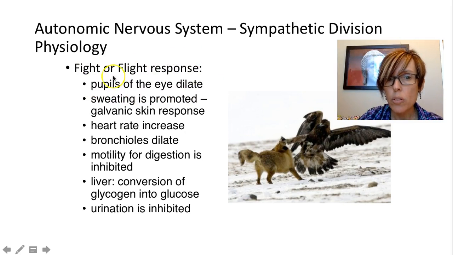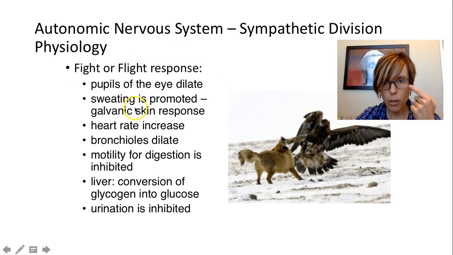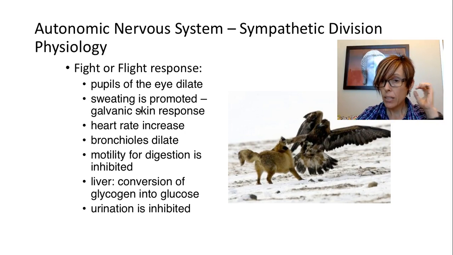One, the pupils of your eyes dilate. The pupils are the black part of your eye, the hole in the middle. Dilating means it gets wider, and that allows more light into your eye, so you're able to see things better. When you're running away or trying to fight something off, you want to see very clearly. Sweating is promoted because it's preparing you automatically for physical activity, to either get away from something or fight it off.